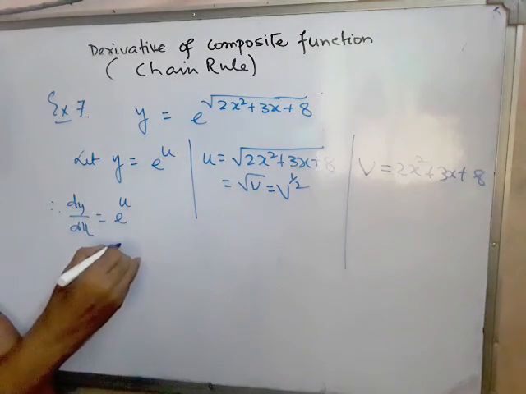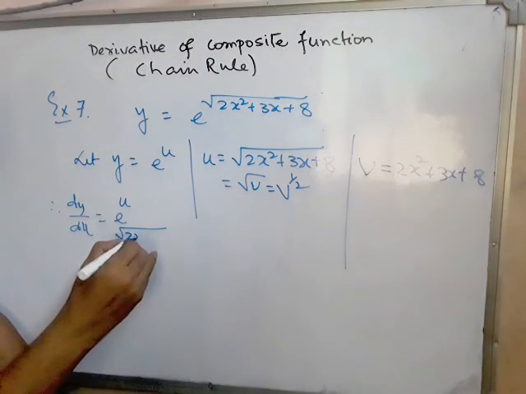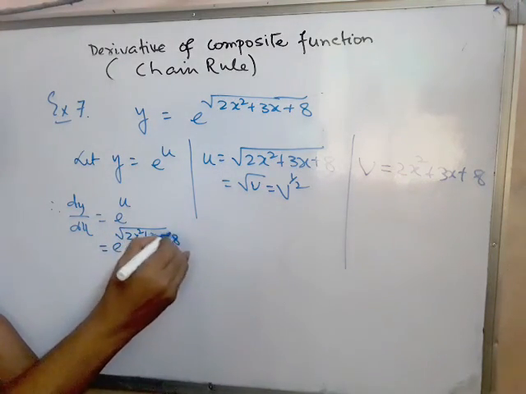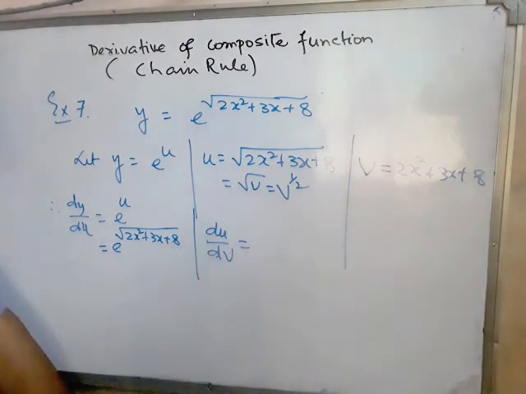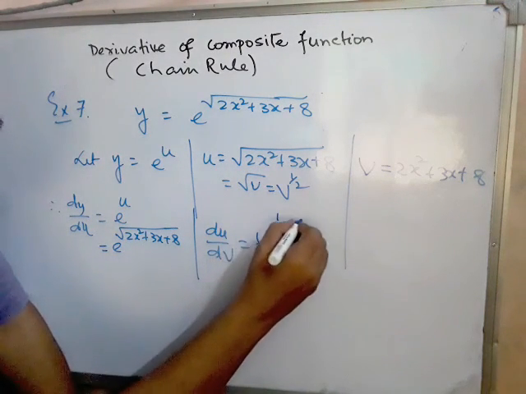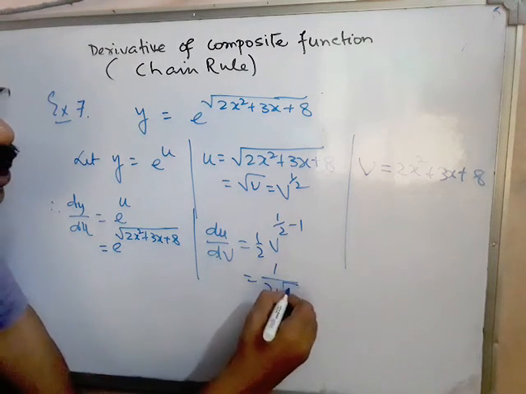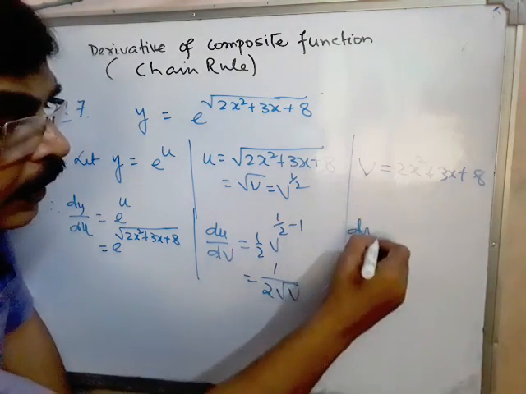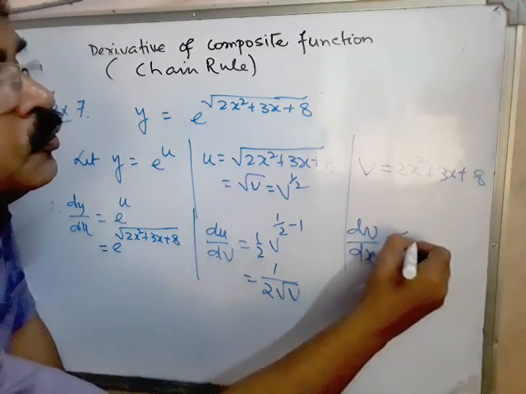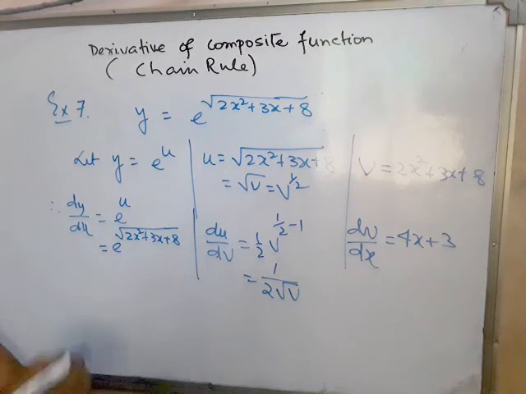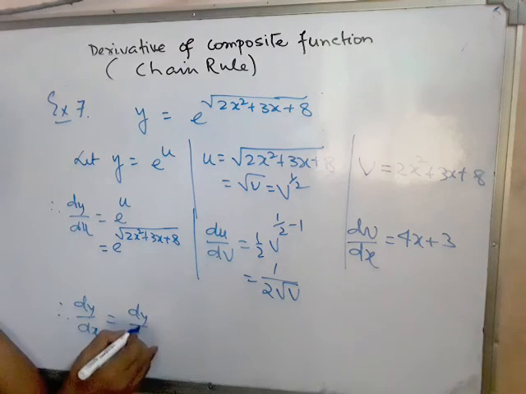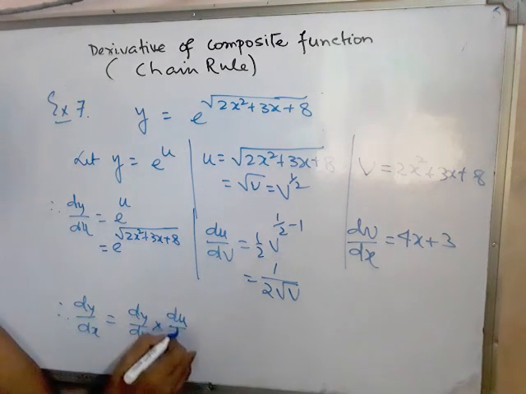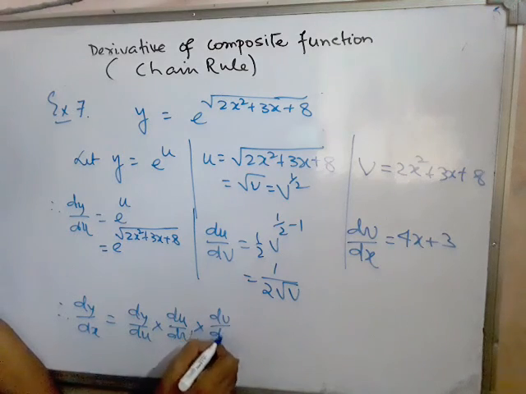e to the power u. The answer is e to the power root over 2x square plus 3x plus 8. du by dv, that is derivative of v to the power half, half into v to the power half minus 1, that is 1 by 2 root v, and dv by dx equal to 4x plus 3. Therefore final answer, dy by dx equal to dy by du into du by dv into dv by dx.